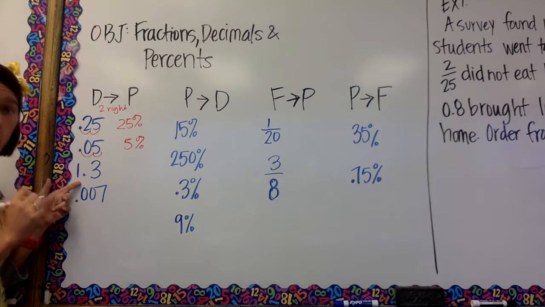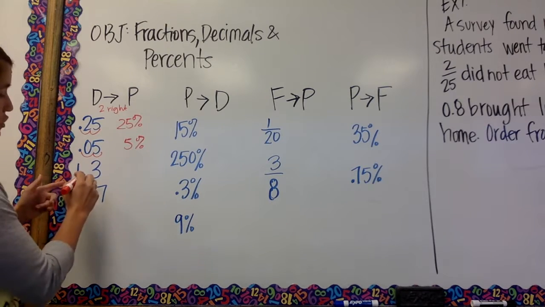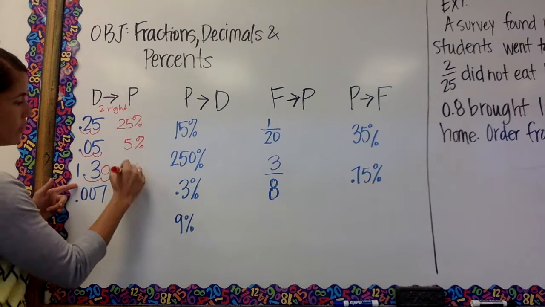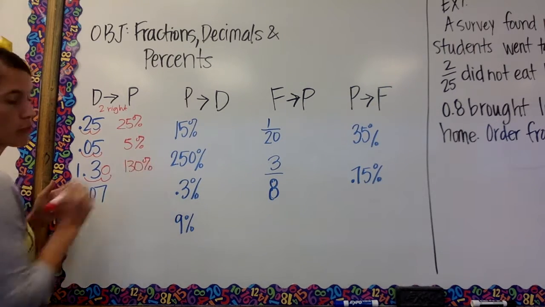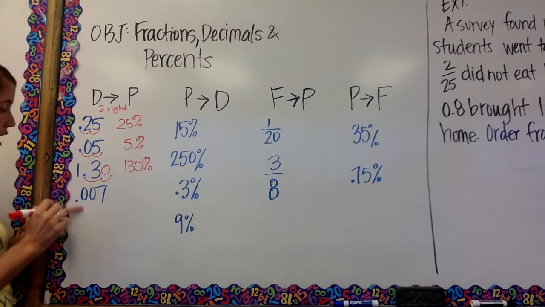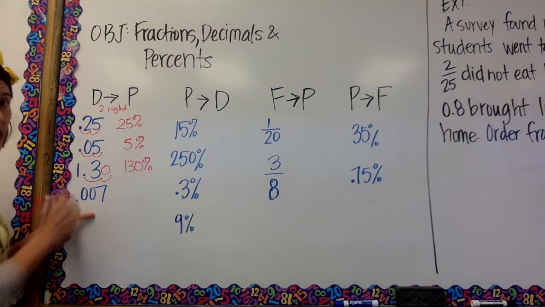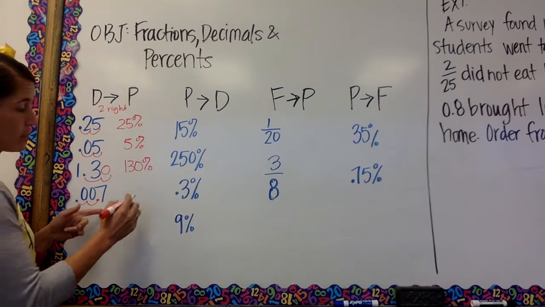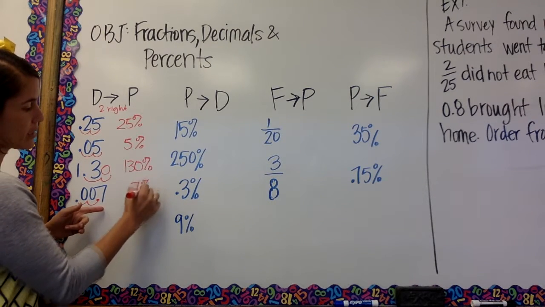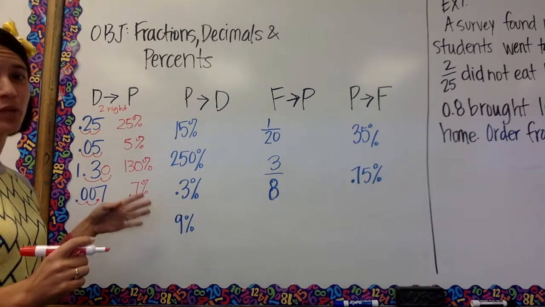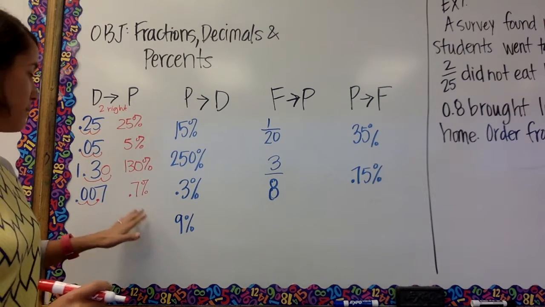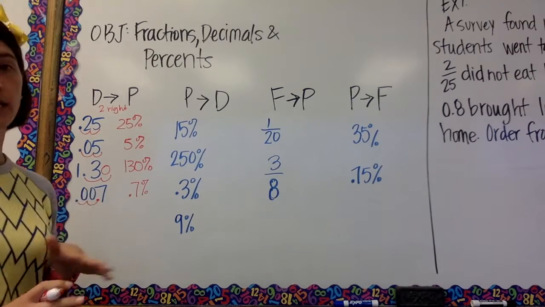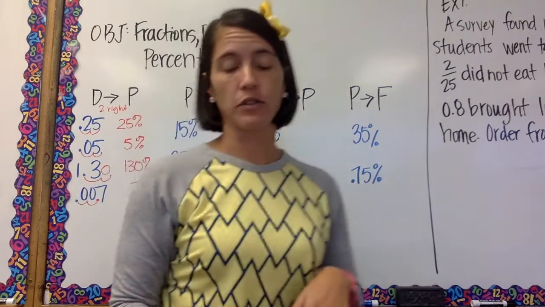Now, if you have a whole number in front of a decimal and you move it 2 places, you would have to add a 0, so 130%. And then in this case, even when I move it 2 decimal places, I'm still going to have a decimal in front of my number, so 0.7%. There's nothing wrong with a point percentage. 0.7% is a totally fine value.